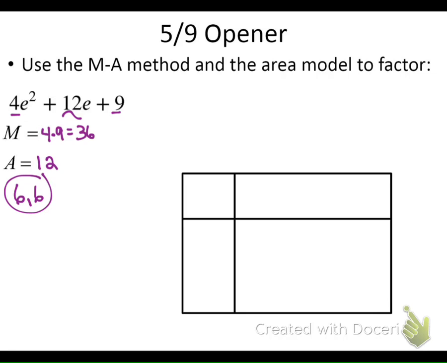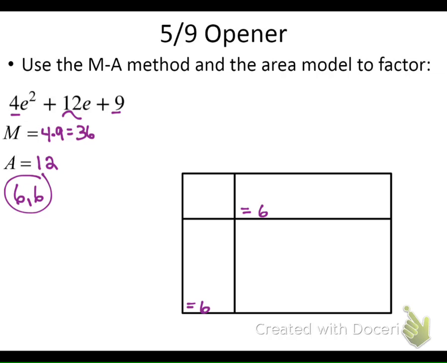Now, that takes us to step 3. Step 3 says take the numbers that we found from our M and A and put them in the upper right hand and bottom left hand boxes for our area model. So that means, well, 6 and 6, we usually put the smaller numbers on the top right and the bigger numbers on the bottom left. Well, 6 and 6 are the same. So I'm going to put 6 top right, 6 bottom left.